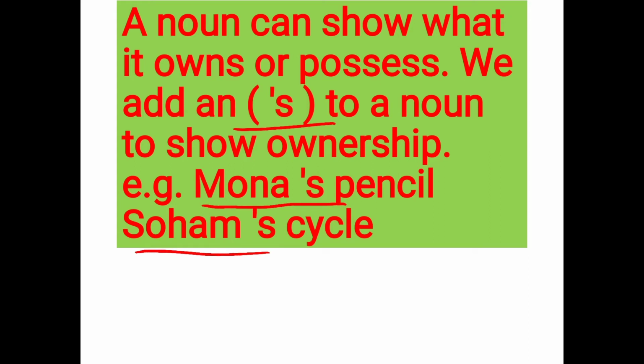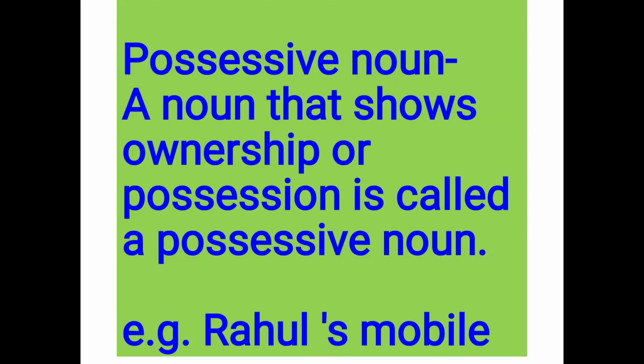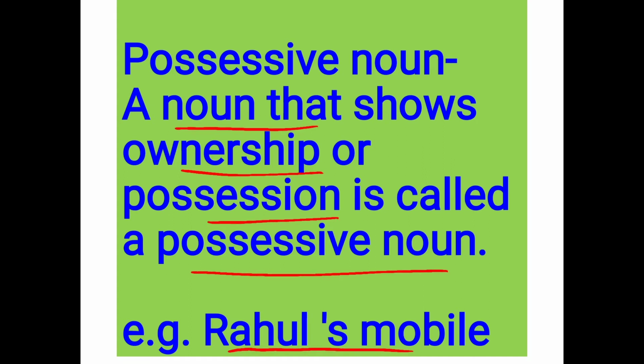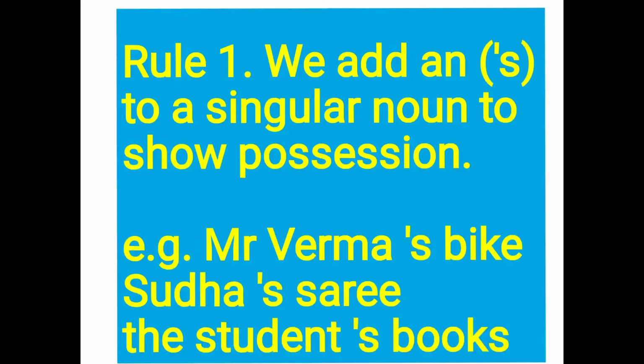Soham's cycle. Who is the owner of the cycle? Soham is the owner of the cycle. Let us understand what a possessive noun is. A noun that shows ownership or possession is called a possessive noun, like Rahul's mobile. Here, Rahul is a possessive noun. Certain rules are followed to form a possessive noun.